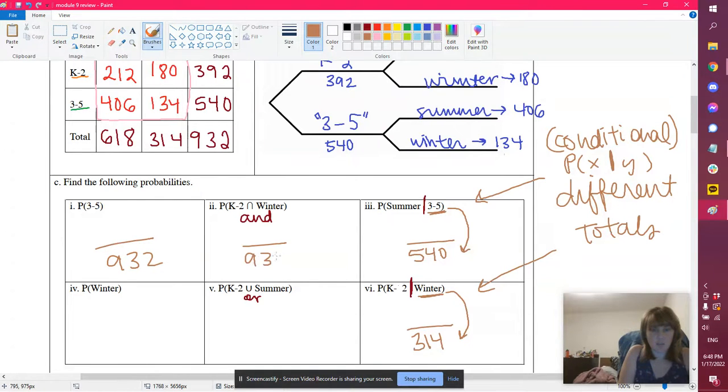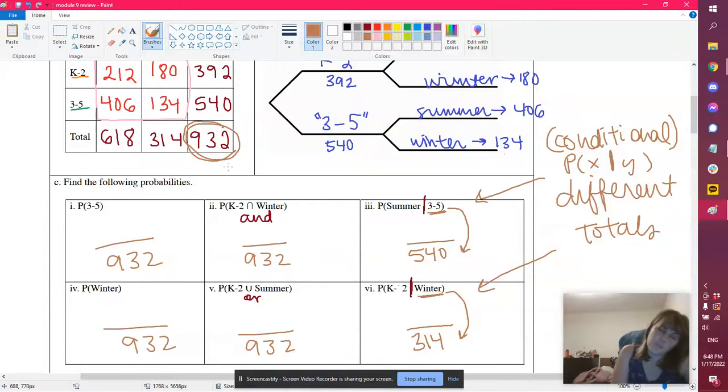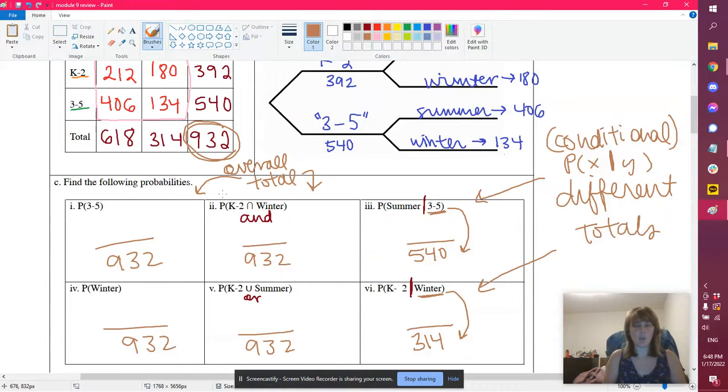And anything without a bar, any single probability that's not a conditional probability, will be out of the actual total number of students we talked to, right? This is the overall total. And this is going to be the denominator for everything that's not a conditional probability. All right. Now that I've figured out my denominators, I'm going to fill in the rest of the probabilities.